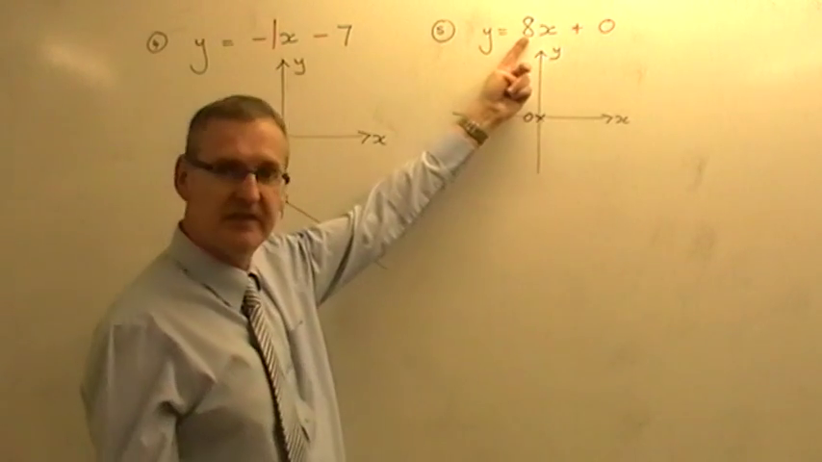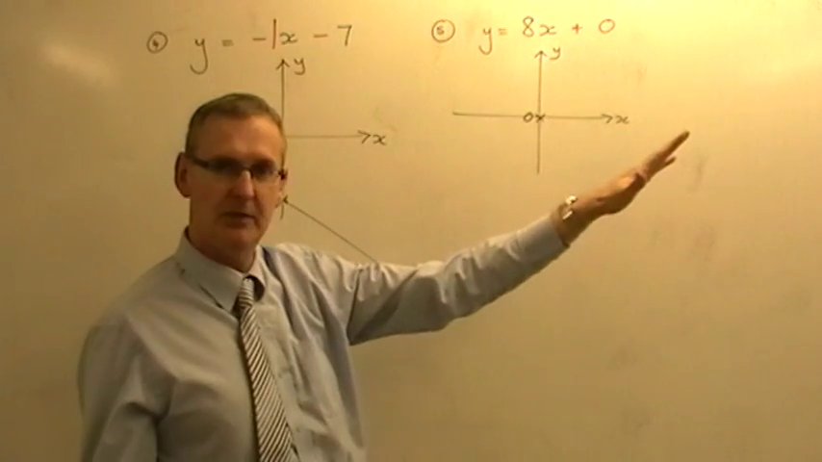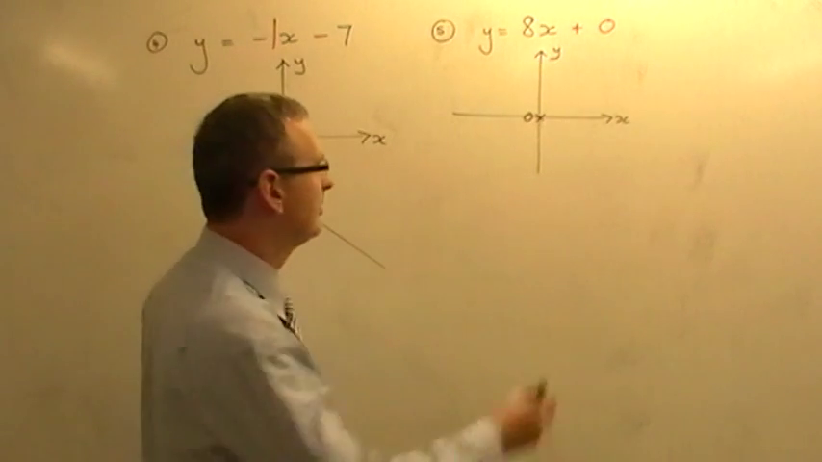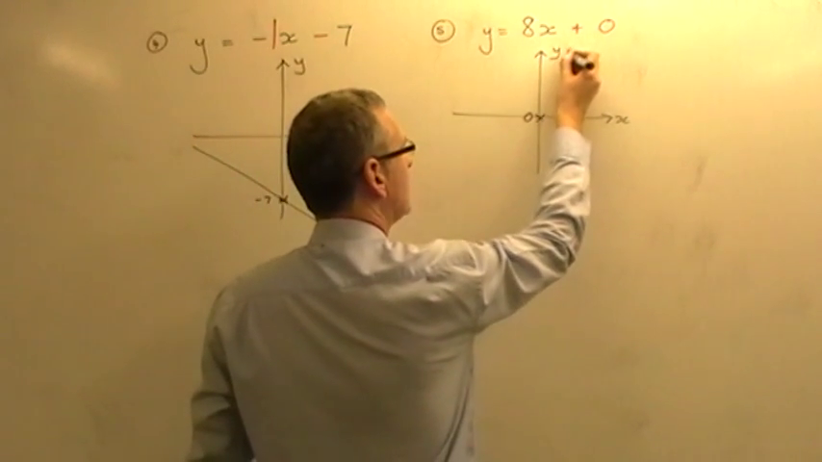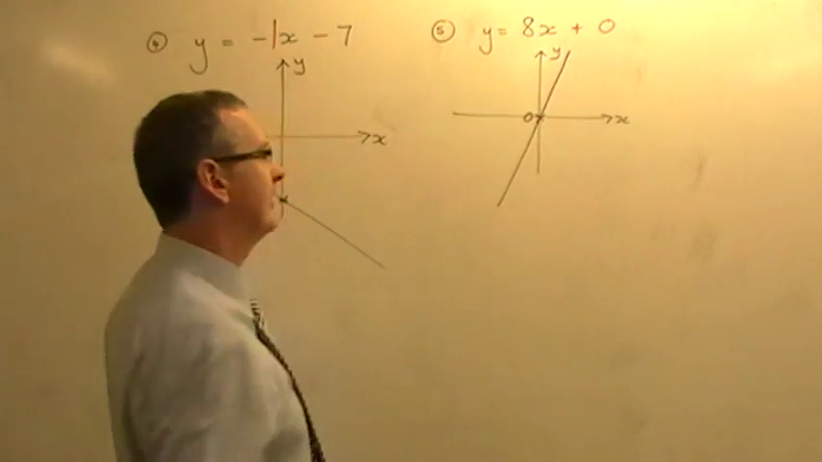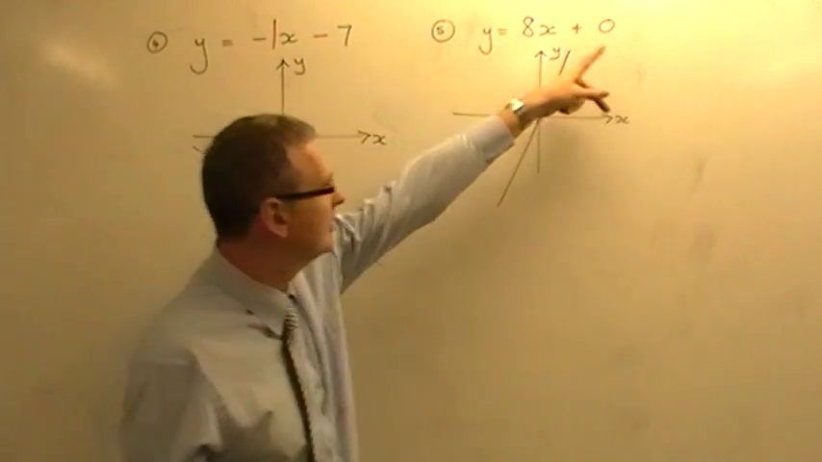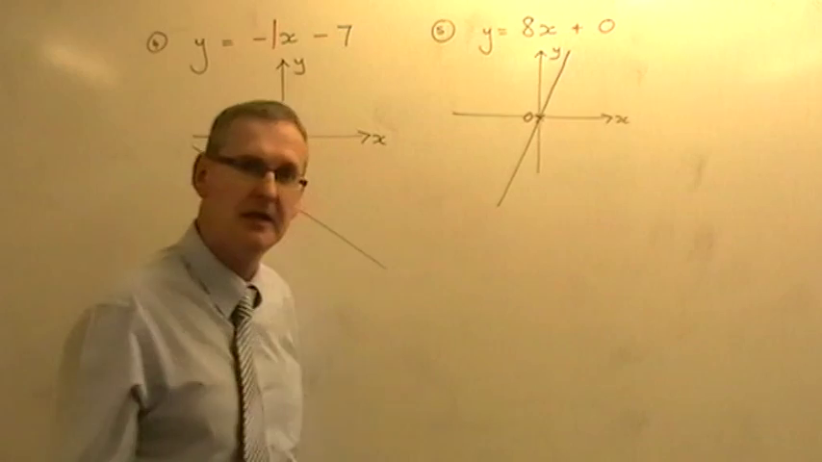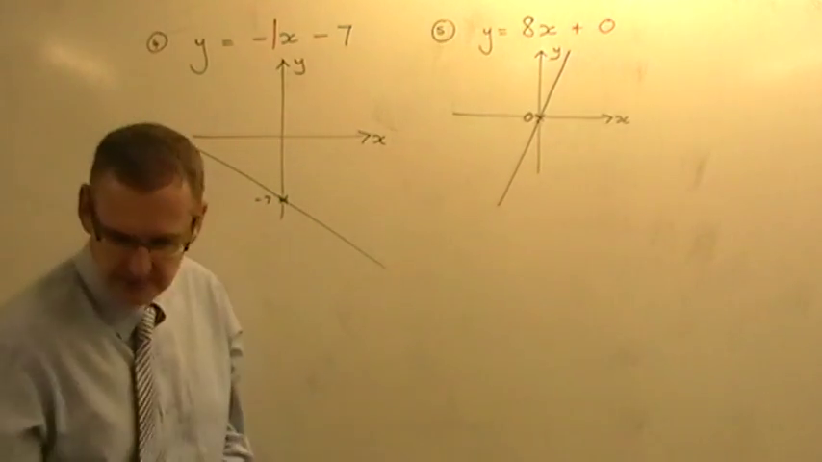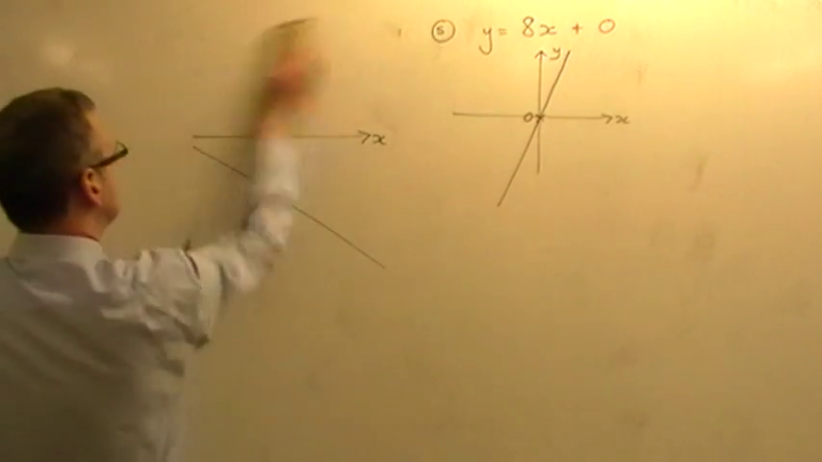It's got a positive 8 slope, so it's going to be sloping that way, and it's going to be quite steep because of the 8 value. So draw something looking like that. There's y equals 8x. You don't need to put the plus 0 in, that's just for me to give you some guidance. Okay, number 7.